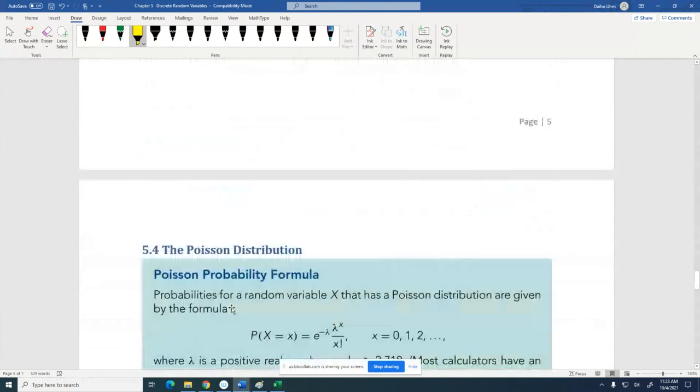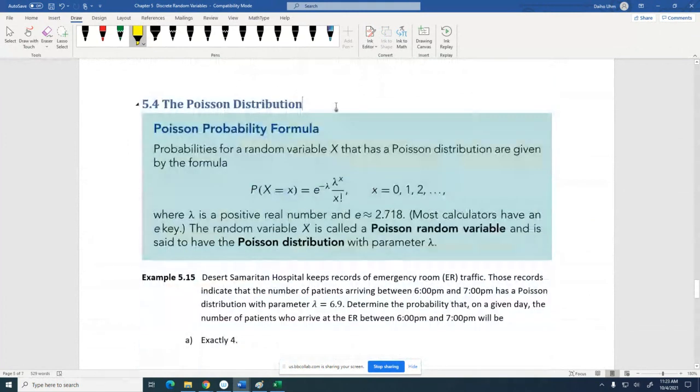Okay, is it good? Today let me introduce another discrete random variable named the Poisson distribution. The Poisson distribution is a discrete type, right? So we can define the Poisson distribution as the number of something.